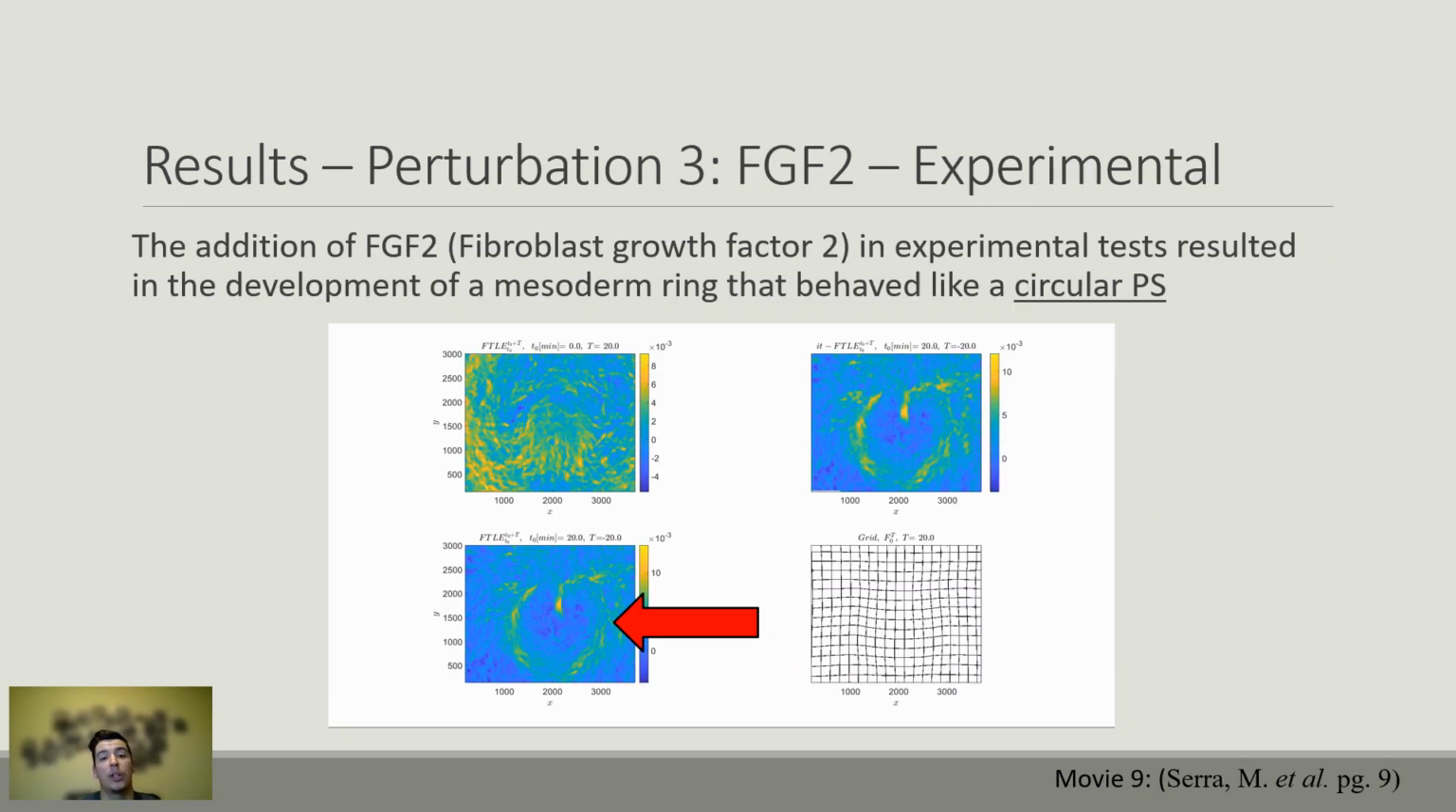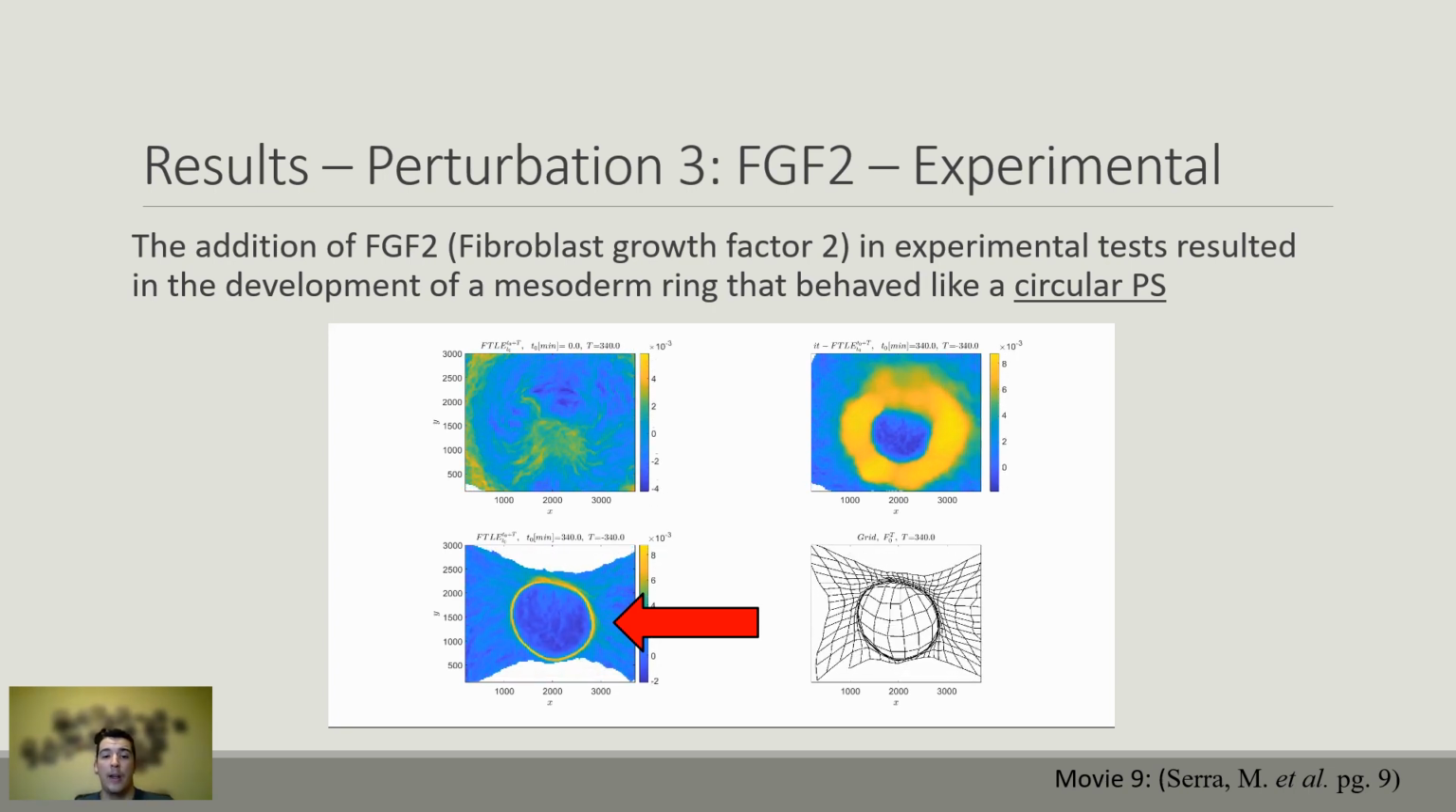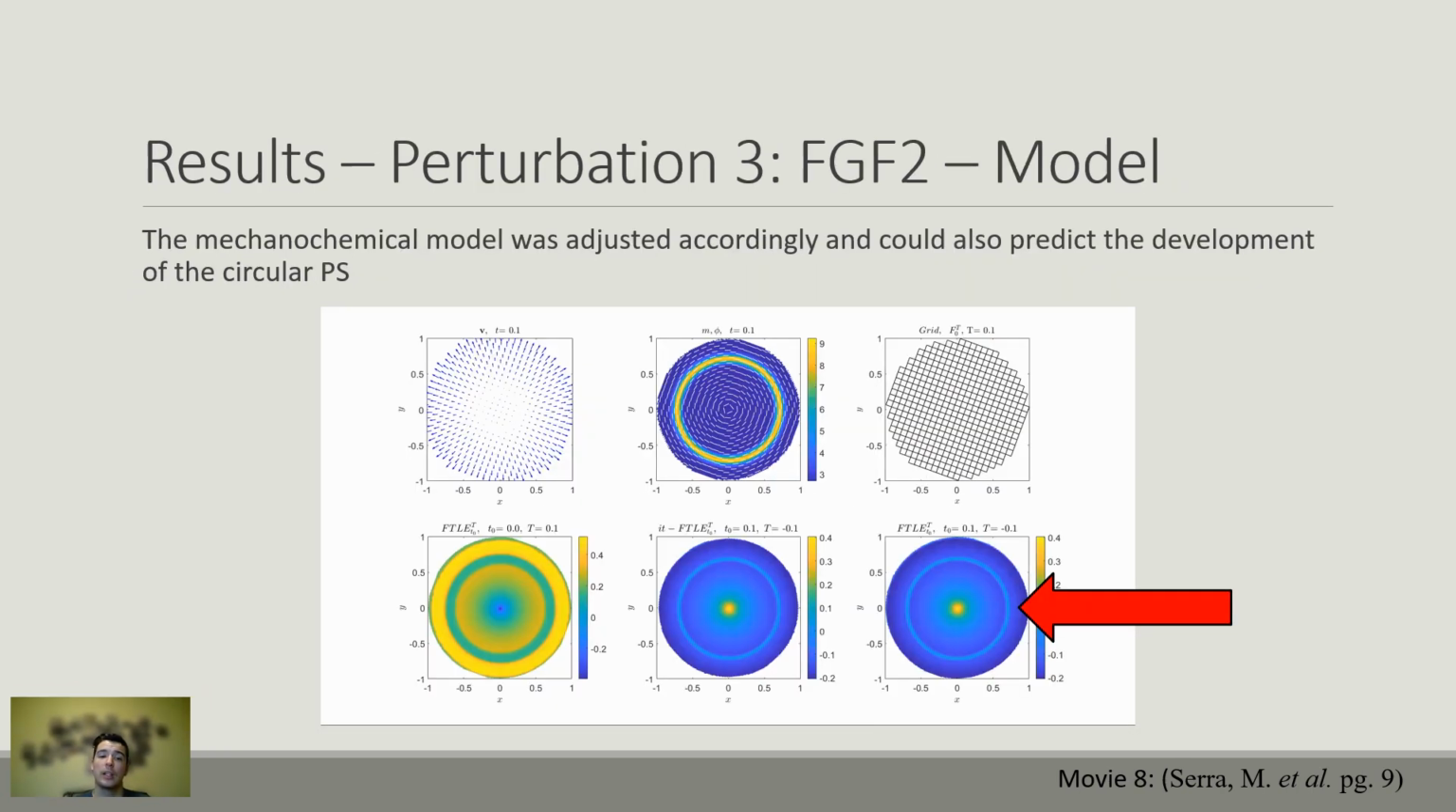The third perturbation we're going to talk about is FGF2, which is the addition of fibroblast growth factor 2. In the experimental test, it results in the development of a mesodermal ring that kind of acts like a circular primitive streak. So in this video we see basically the development of a circular primitive streak. Again, when fibroblast growth factor 2 is introduced, it causes a different formation, a perturbation, a deviation off the main type.